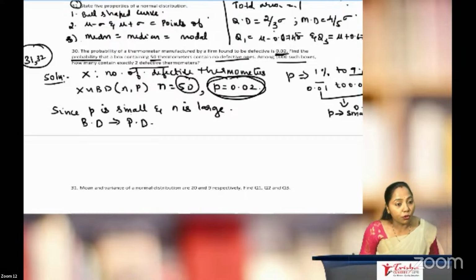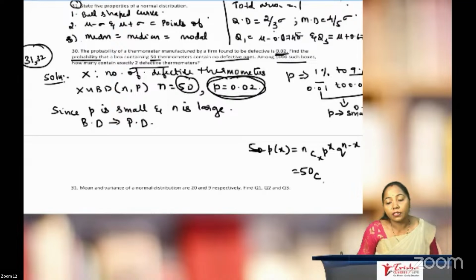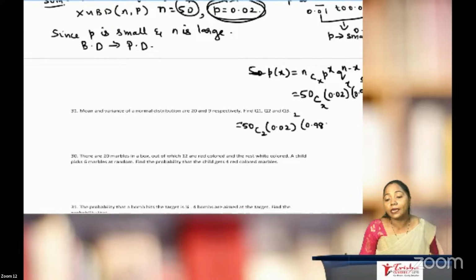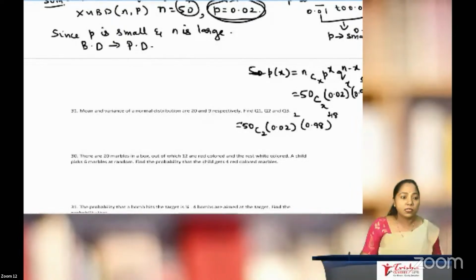Now, even if you solve the sum considering it as binomial distribution, it is correct, but the calculation will be tedious. See, our n is 50. Our binomial probability mass function is nCx p power x q power n minus x. And your n is 50 here: 50Cx, 0.02 to the power x, 0.98, that is q, 1 minus 0.02, to the power 50 minus x. If you are finding the probability that there are exactly two defective thermometers, it will be 50C2, 0.02 to the power 2 and 0.98 to the power 50 minus 2, that is 48. See the amount of calculation here.